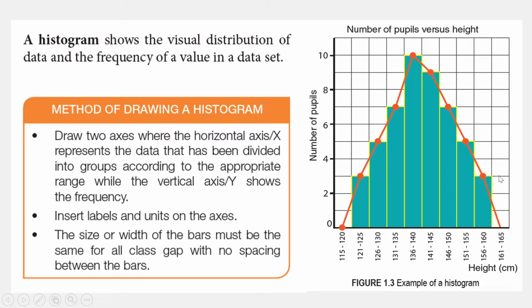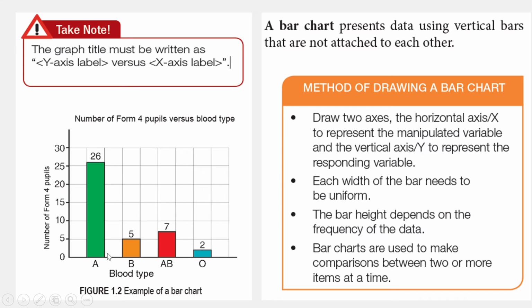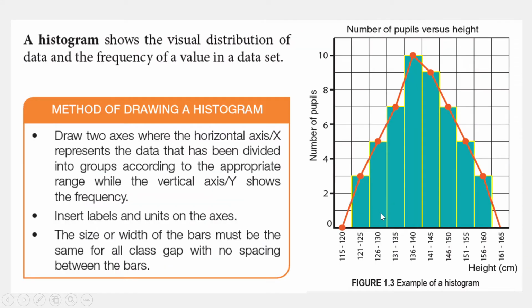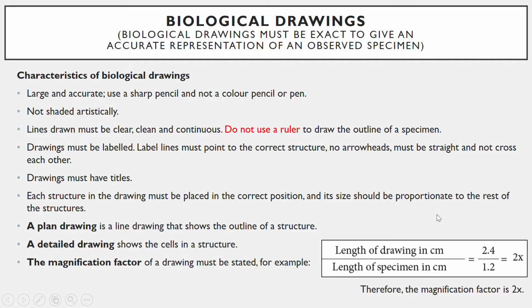Okay, ini adalah histogram. So in the histogram, you see the difference just now. For bar chart, there is a gap, but for histogram, there are no gaps. So they are close to one another. Okay, let's look at this very important section of biological drawings. Sebenarnya ada magnification power as well. Okay, let's look at the characteristics first.